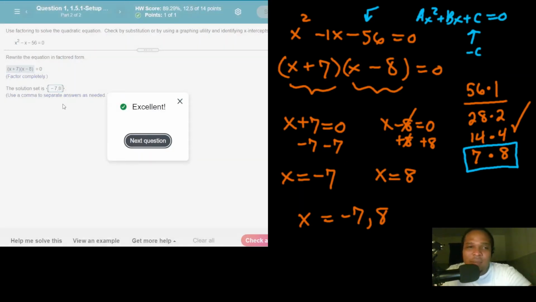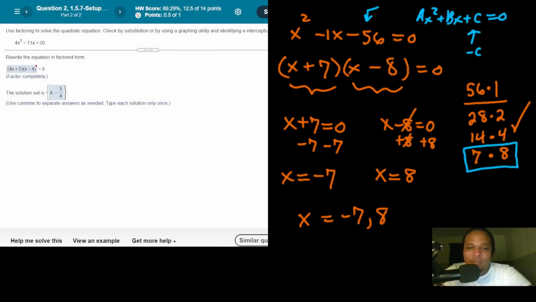All right, let's keep on going. Let's go ahead and hit similar. We're going to get it right this time. Anyway, use factoring to solve the quadratic equation. Oh, one thing I didn't specify. It says check by substitution. You know, you can always plug the number back in.